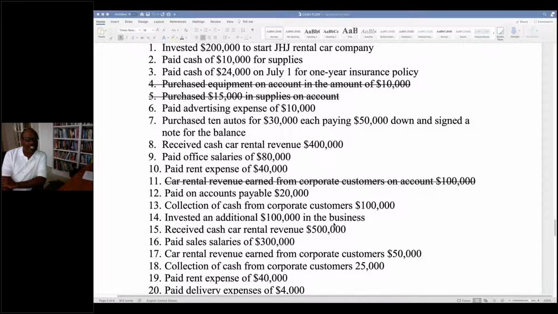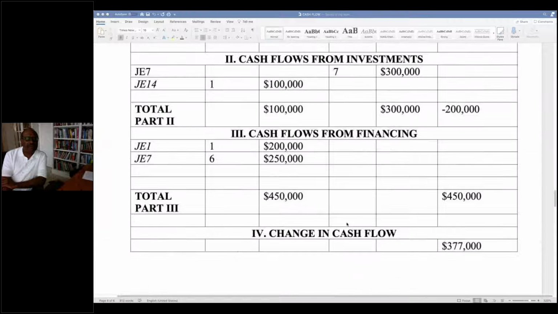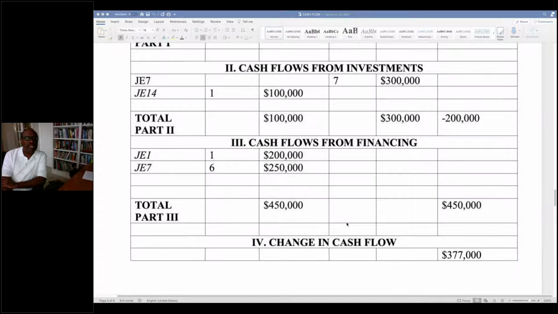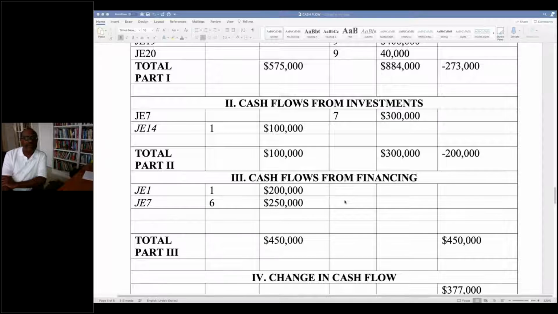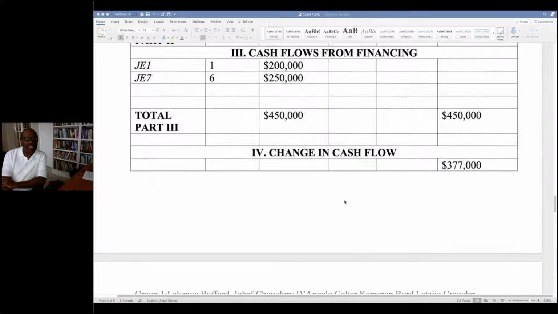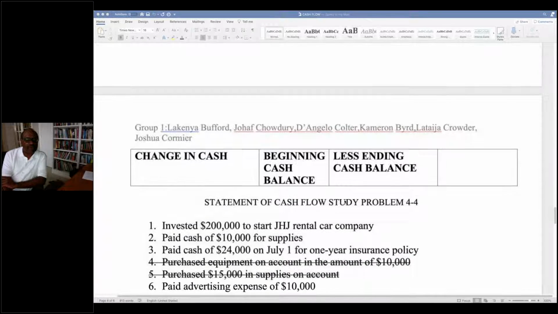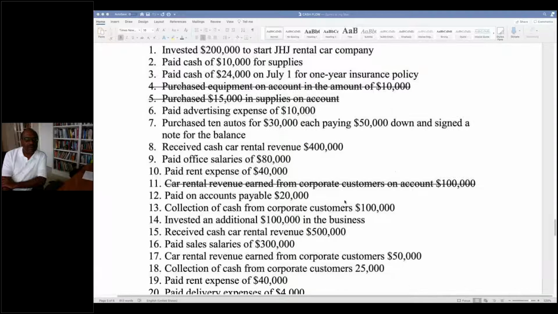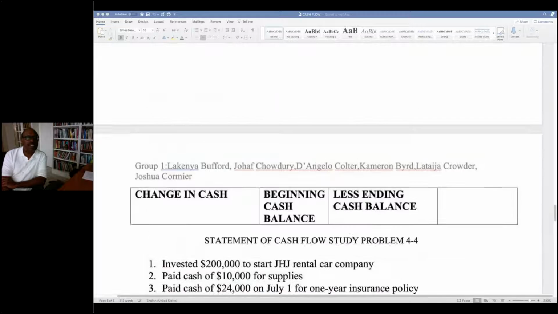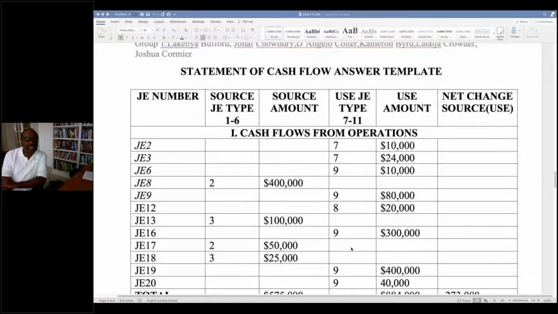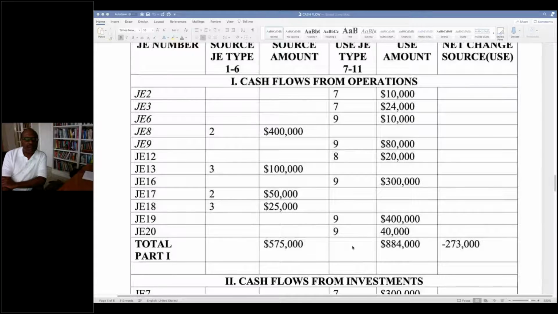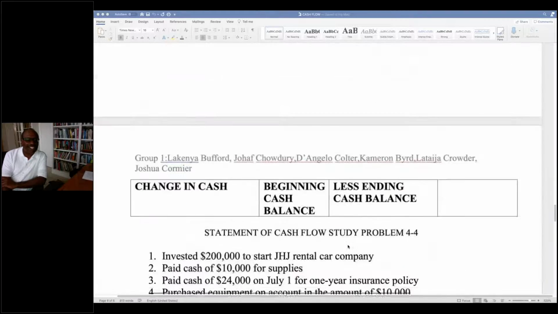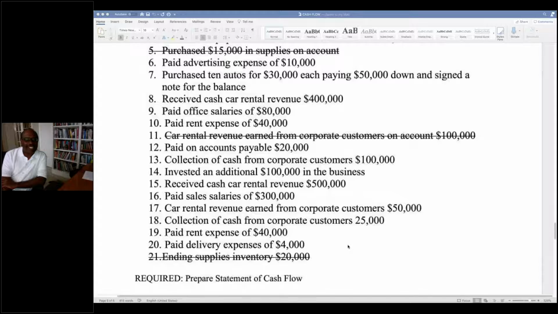Okay, invested an additional 100,000. Put that in. That's investments, right? Yeah, because it's a business. Then you see cash car owned revenue of 500,000. Where'd you put that at? Did I put that in? Hold on, wait. Which journal entry are you reading? This is journal entry 15.